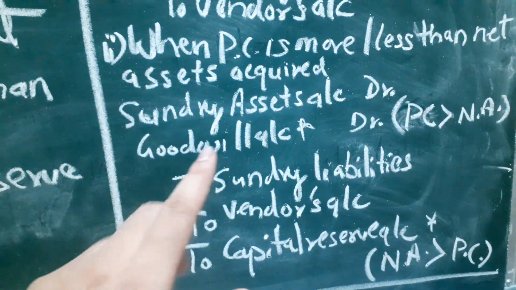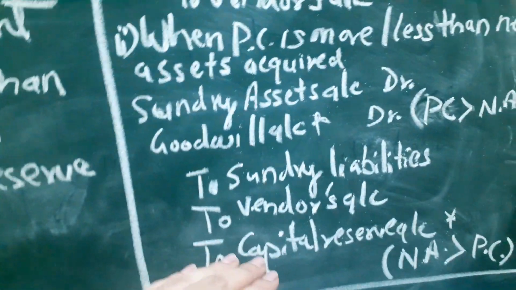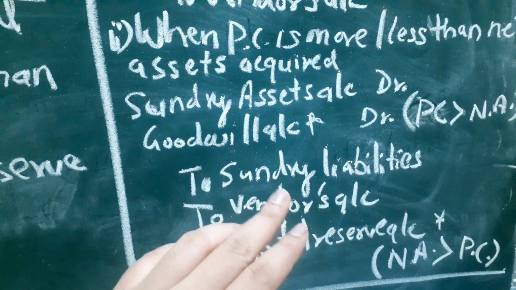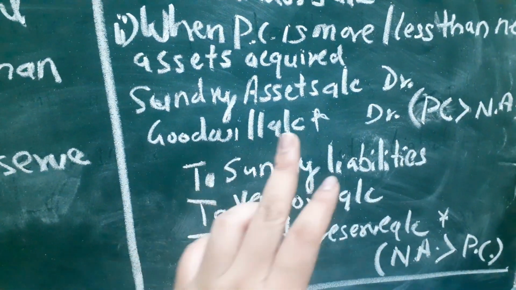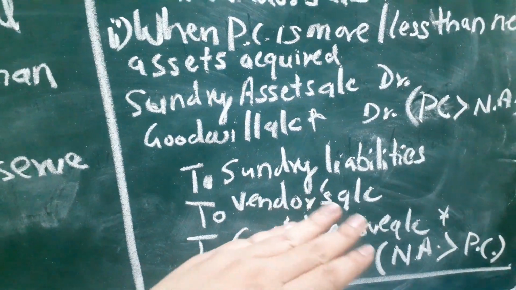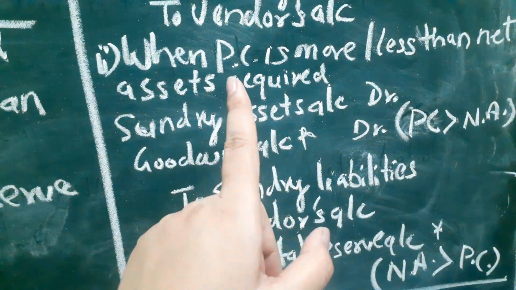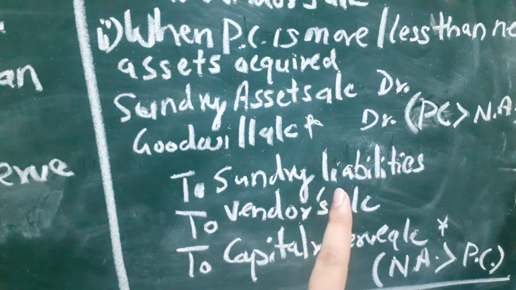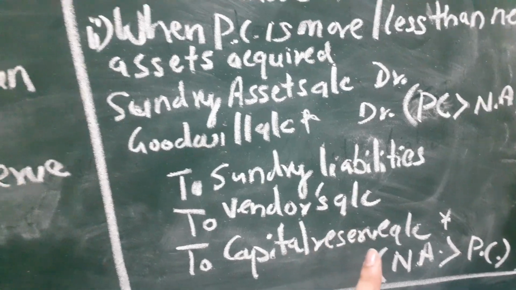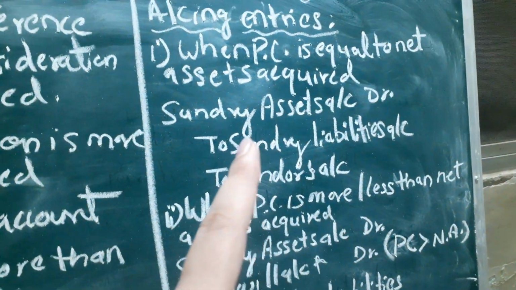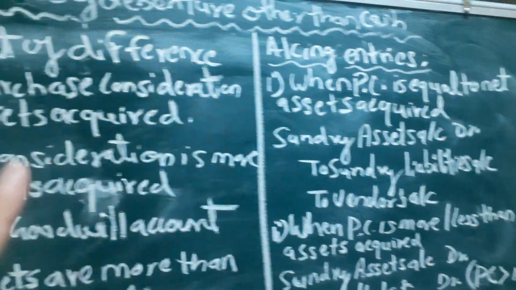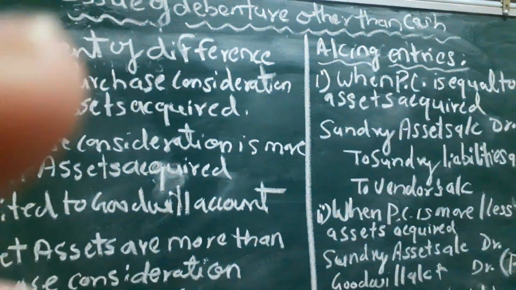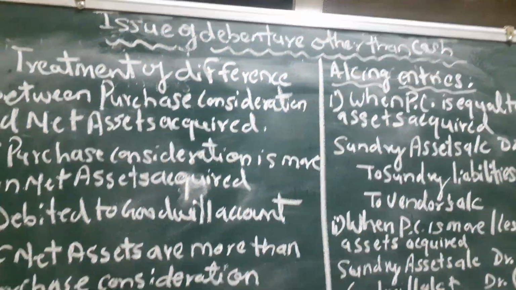so please do not get confused. To make it easier, let's understand it this way. When your purchase consideration is more than assets acquired, the entry you have to pass is sundry assets account debited, goodwill account debited to sundry liabilities to vendors account. Now another case, when your purchase consideration is less than net assets acquired, the entry you have to pass is sundry assets account debited to sundry liabilities account to vendors account to capital reserve account. So this is the accounting treatment regarding your purchase consideration. We will be seeing a few numericals to make this concept clearer.